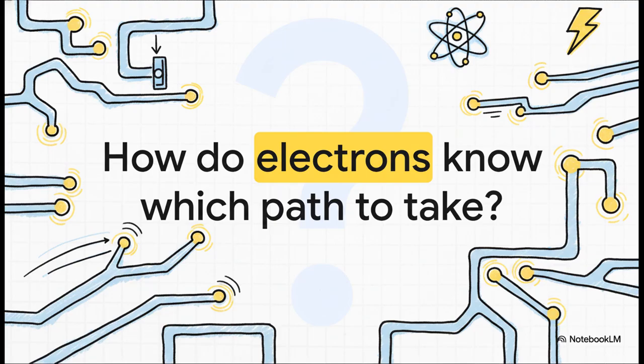So, have you ever wondered how trillions of tiny particles instantly figure out where to go the exact second you flip a switch? It feels like magic, right? Well, it's not magic, it's physics. By the end of this explainer, you are going to understand exactly how those electrons navigate a branching network, almost as if they have a mind of their own.